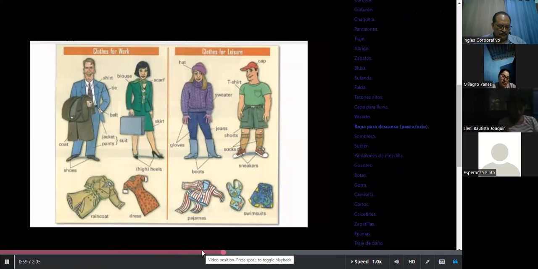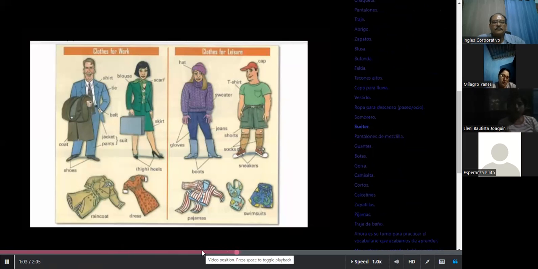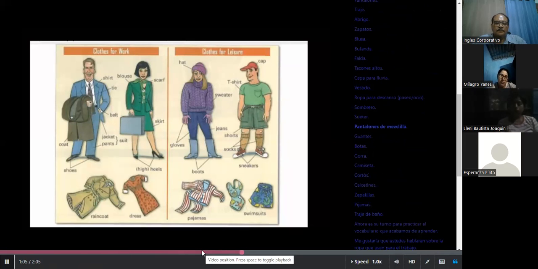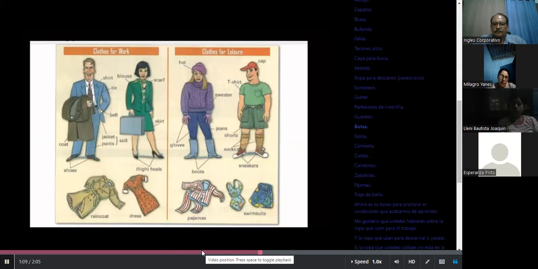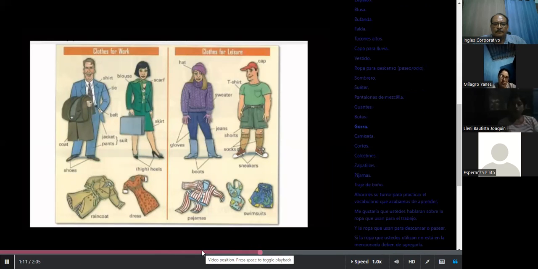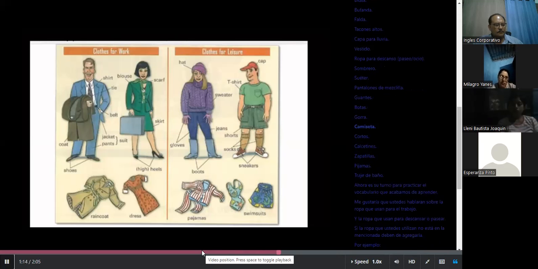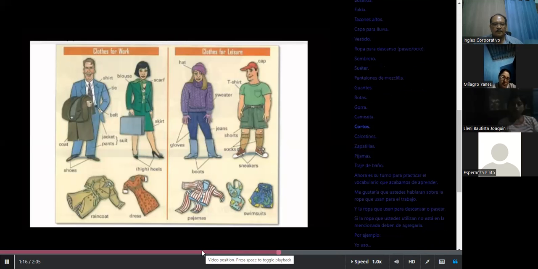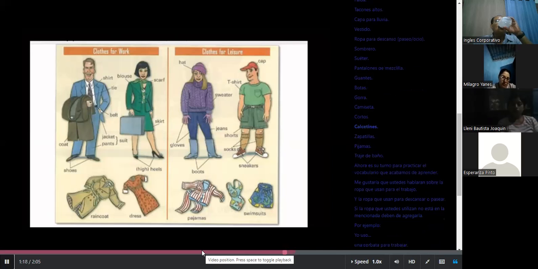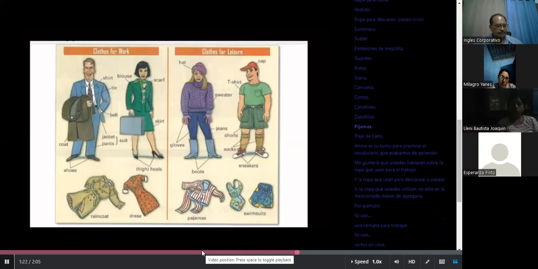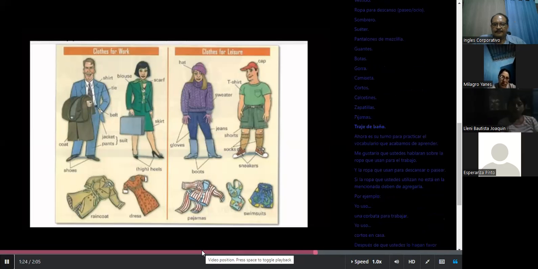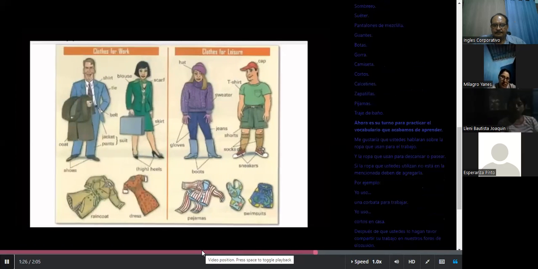Clothes for leisure. Hat. Sweater. Jeans. Gloves. Boots. Cap. T-shirt. Shorts. Socks. Sneakers. Pajamas. Swimsuits.